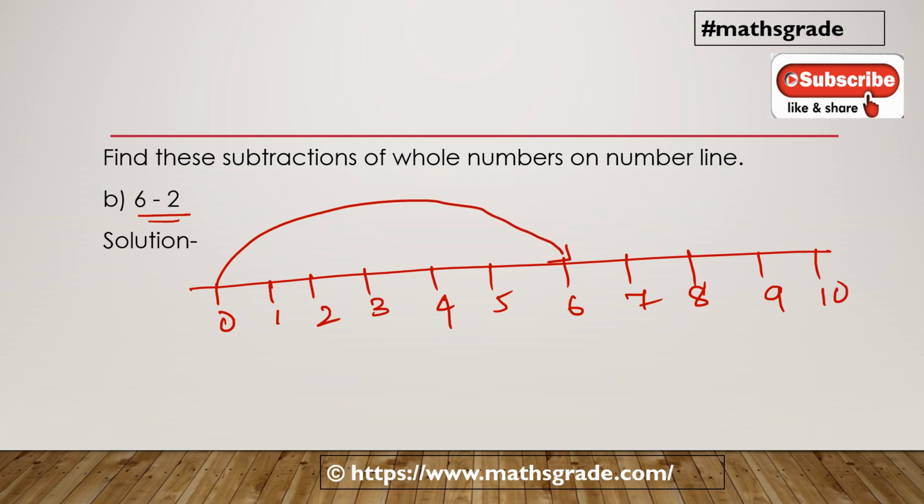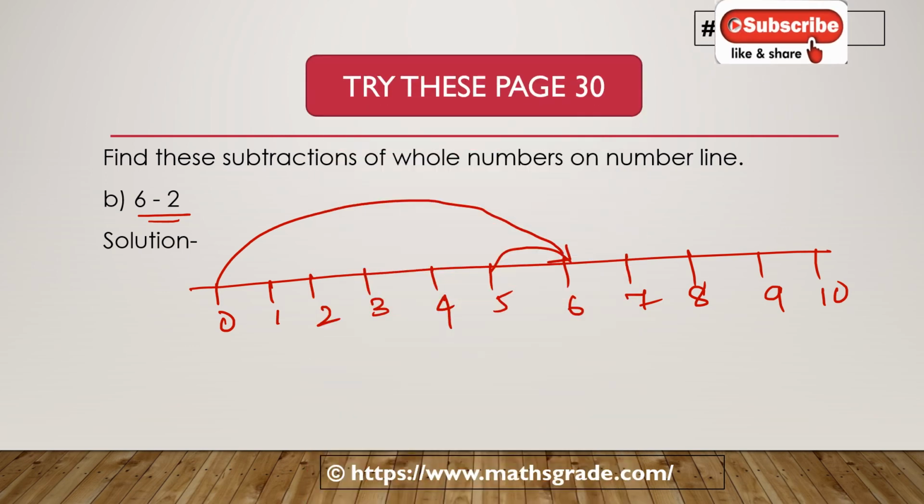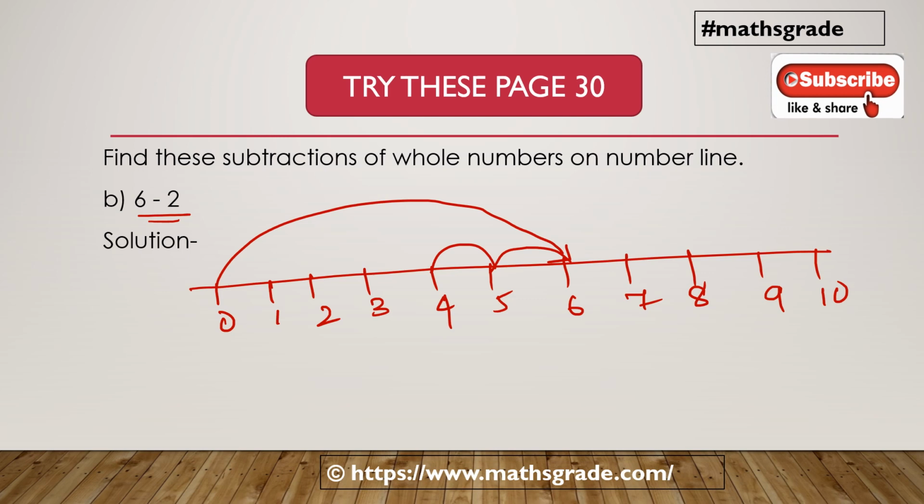6 minus 2. From 6 to 5, 1 unit, and 5 to 4 is another 1 unit. So we have to subtract 2 units. So 6 to 5, 1 unit, and 5 to 4, another 1 unit, that is 2 units. So 6 minus 2 is 4. And this is the representation of subtraction of whole number 6 minus 2, which is 4, on the number line.